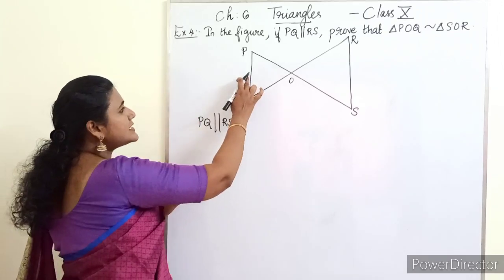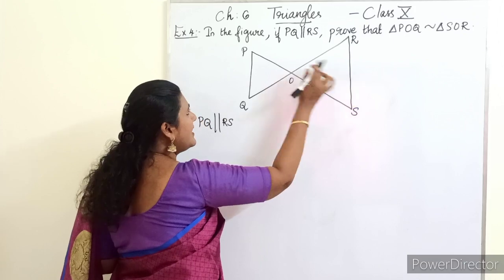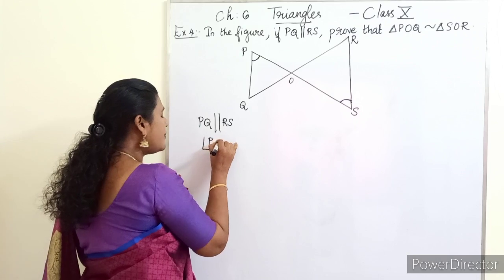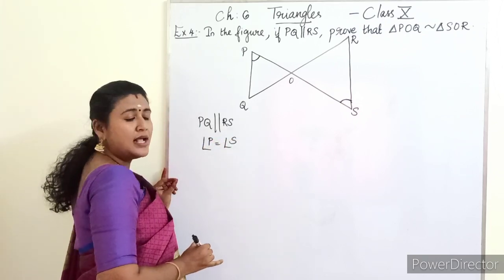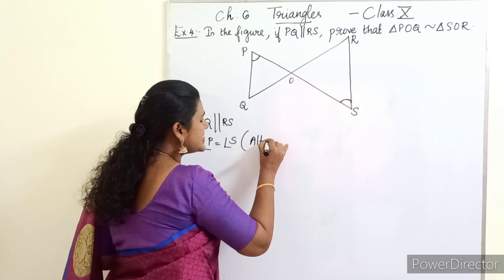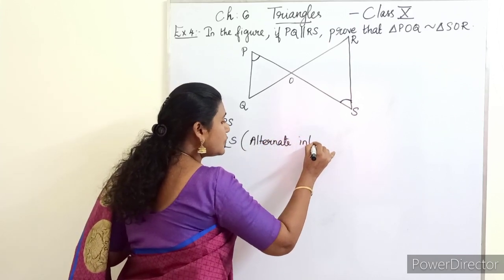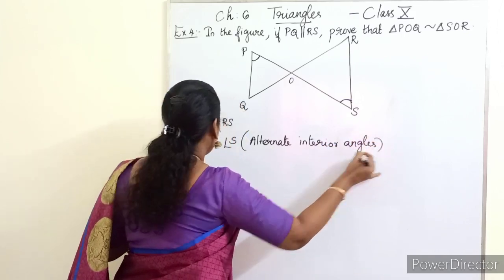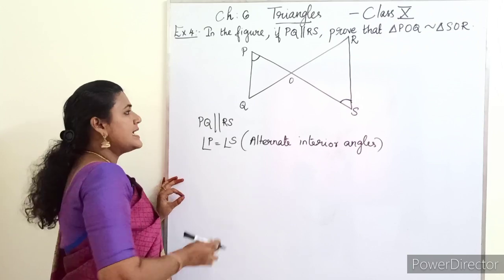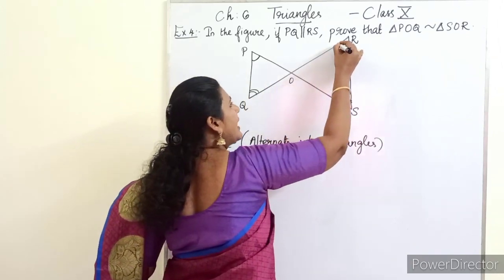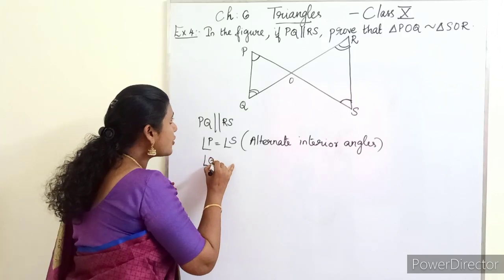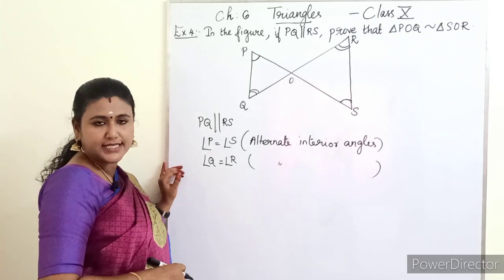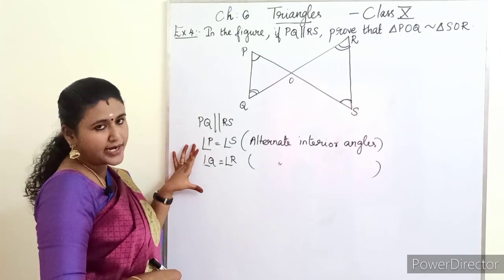First thing, since these two lines are parallel, what about angle P and angle S? We can say that angle P and angle S are equal. The reason is alternate interior angles. You know that if two lines are parallel, then alternate interior angles are equal. So we got angle P is equal to angle S. Similarly, angle Q is equal to angle R, for the same reason, these two are also alternate interior angles. So we got two angles equal here.